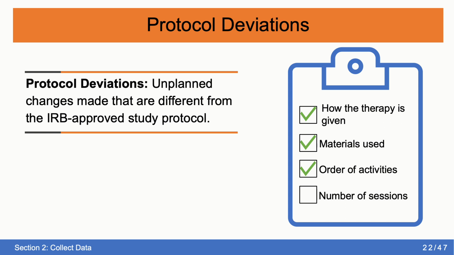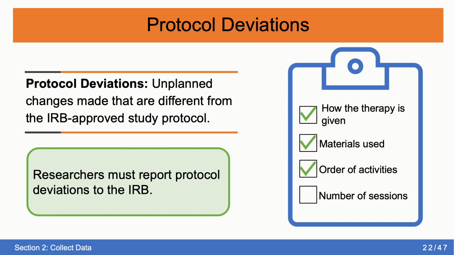Researchers will describe the therapy, how it's given to participants, the materials used, the order of activities and assessments, and more. Researchers monitor the study activities to make sure they don't have any protocol deviations. If researchers do something differently than how they describe it in the study protocol, they must report it to the IRB. This helps to keep participants safe and make sure everyone has the same experience in the study.